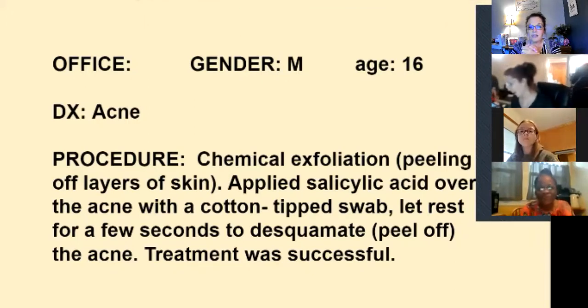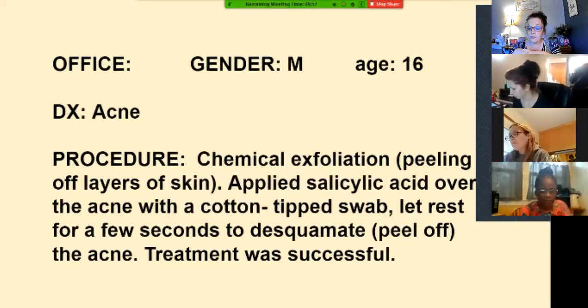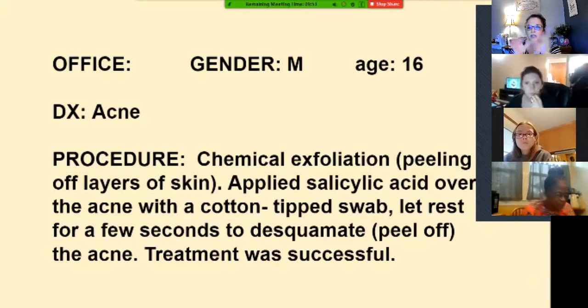He's going to have a chemical exfoliation, which is peeling off layers of the skin. We're going to apply salicylic acid over the acne with a cotton tip swab. We're going to let it rest for a few seconds to peel off the acne, and then the treatment was successful. So tell me, what is our procedure?